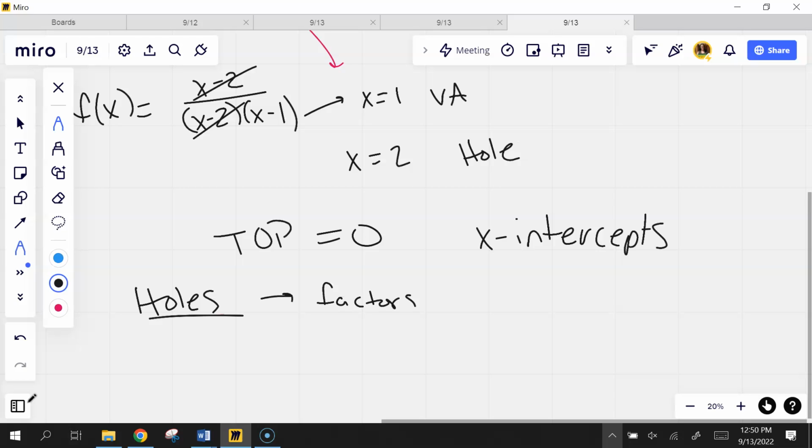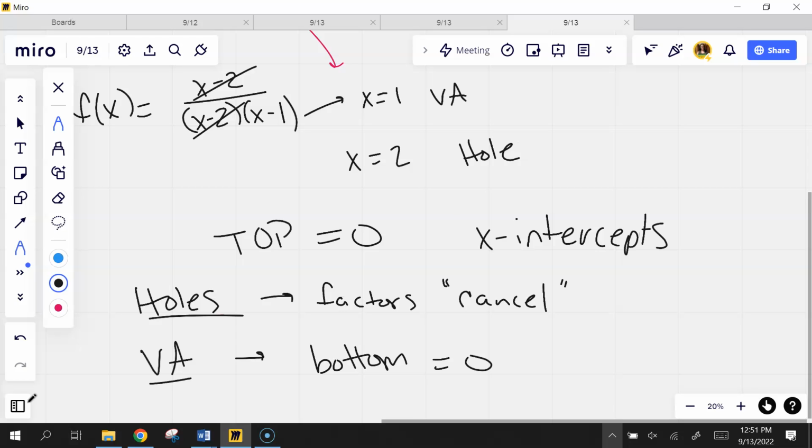Factors that cancel. So in other words, in this case, it would be 2. Your vertical asymptotes happen with whatever's left that didn't cancel. You set the bottom equal to 0 and you solve. Okay, so it can't be a hole and an asymptote, it's one or the other.